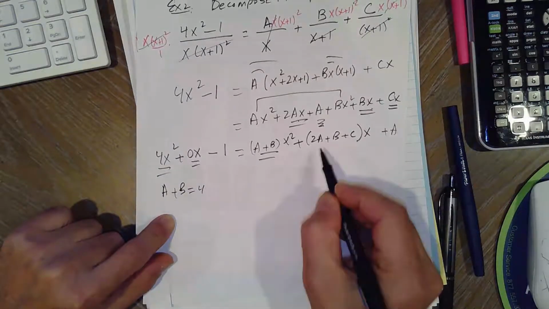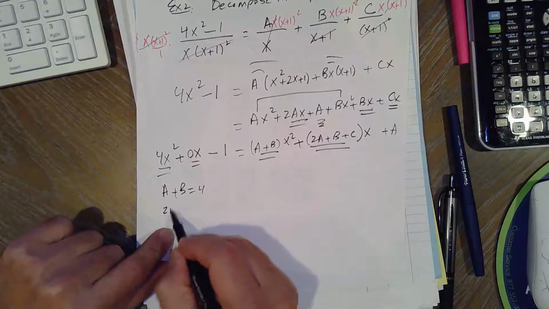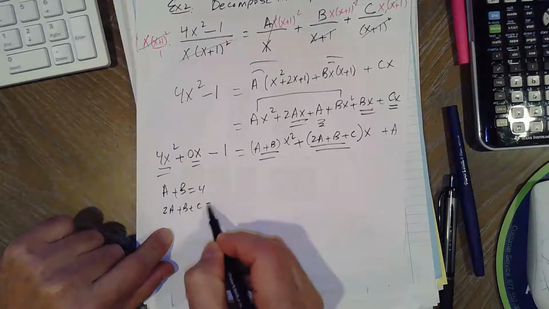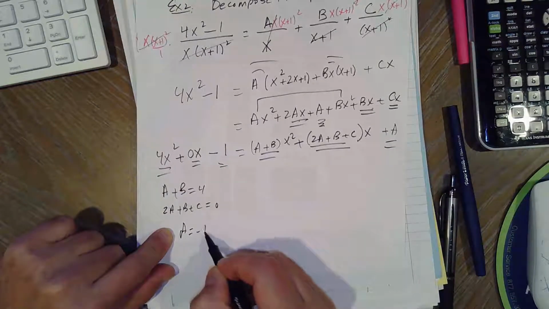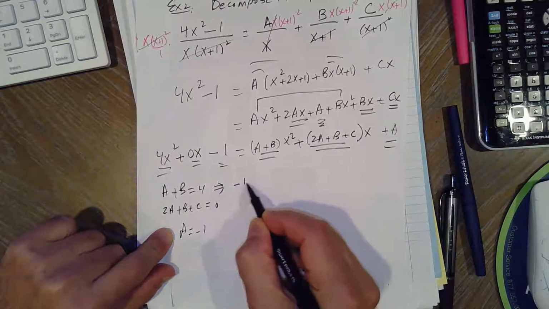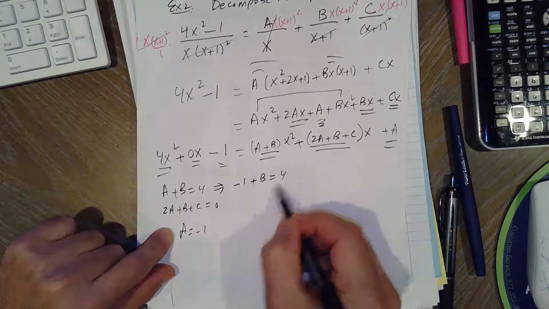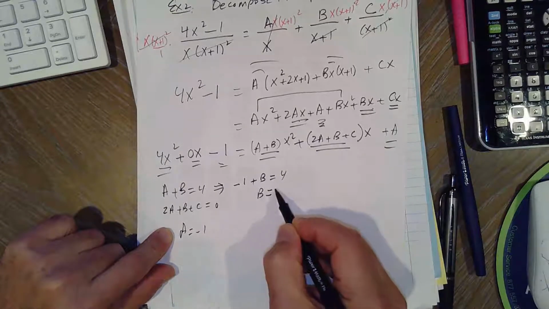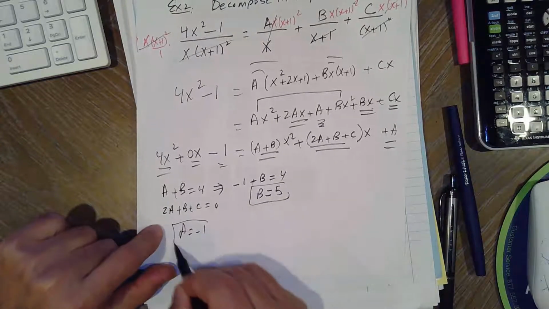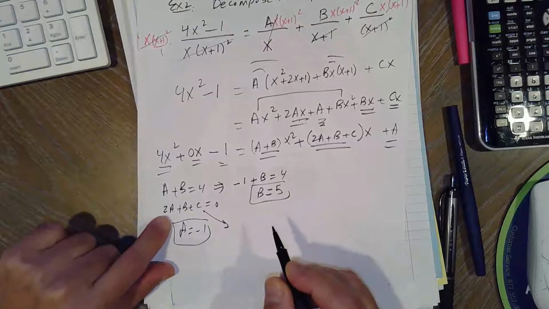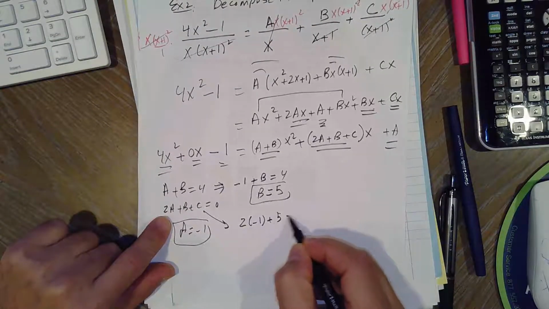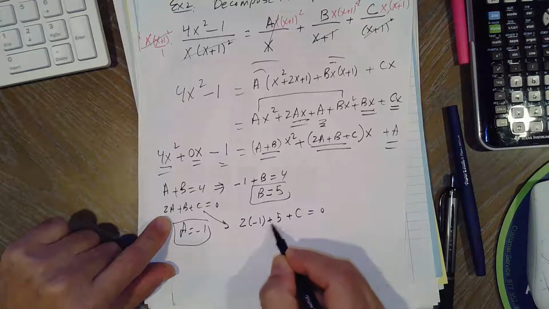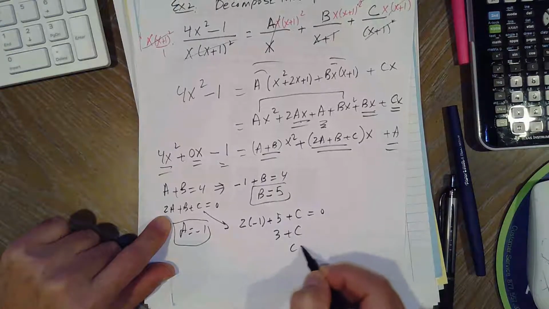The 0 has to equal 2a plus b plus c. And the constant a has to equal negative 1. So we already have a, then b is going to be 5, right? 4 plus 1. We have a, we have b, and then we can find c from there. 2 times negative 1 plus 5 plus c equals 0. That's negative 2 plus 5, which is 3. So c is negative 3.